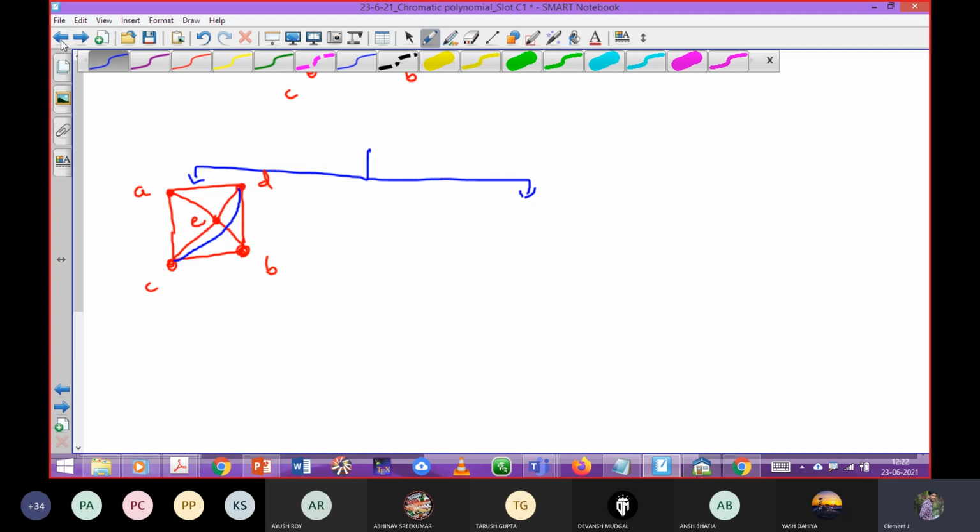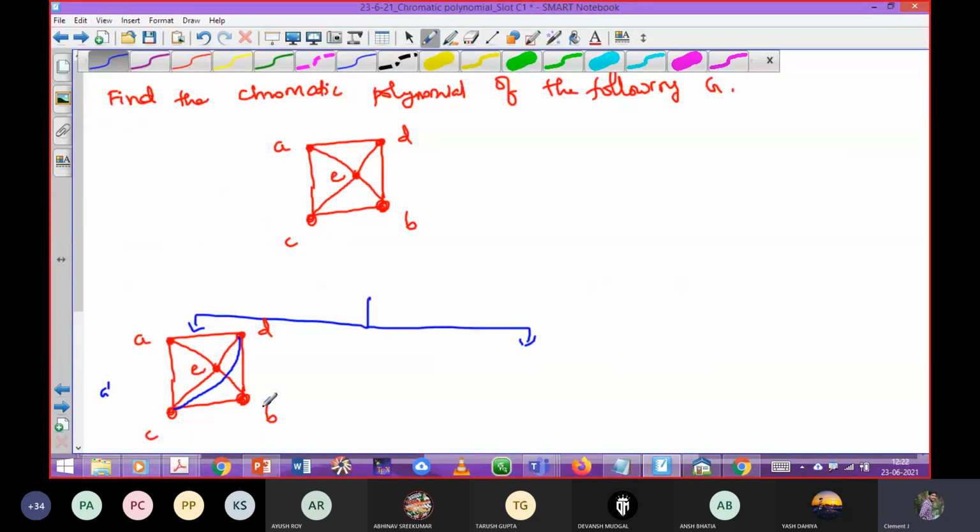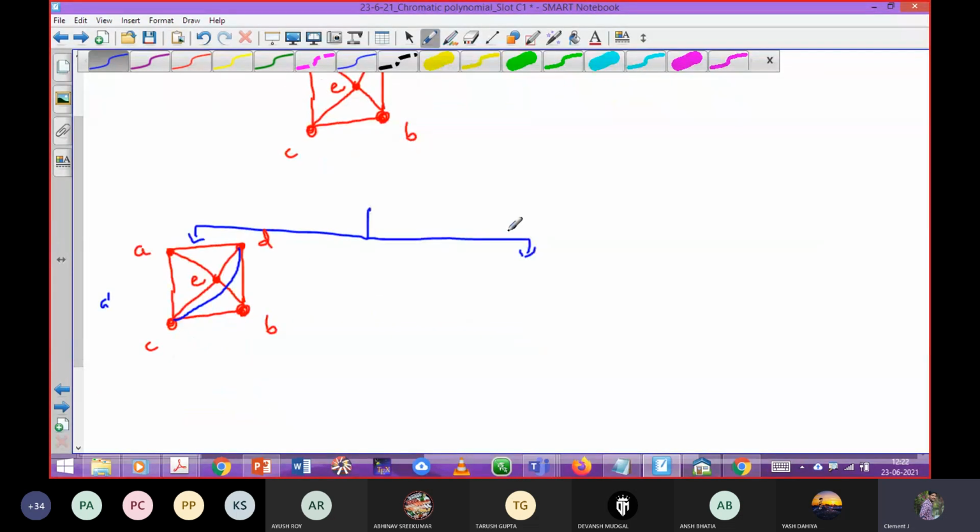So here A and B are two non-adjacent vertices, which you have already overlooked. G dash is nothing but the graph obtained by adding a new edge between those two non-adjacent vertices. So here we are going to create an edge. Such a graph is called G dash. Okay, we have created a new edge. After that, second step, listen carefully, one by one. If there is any doubt, you can stop me at any time and I'll explain once again.